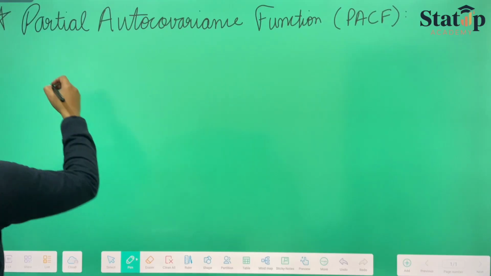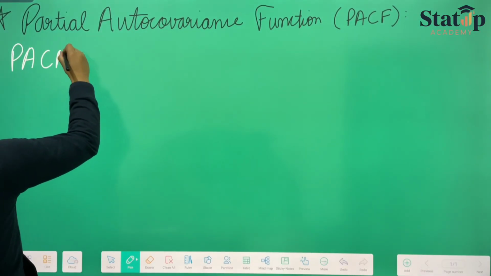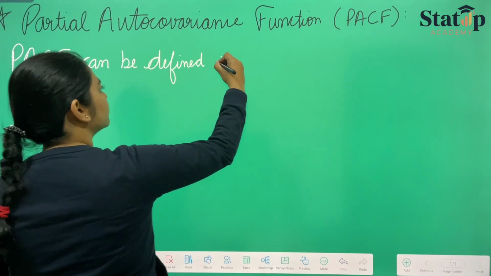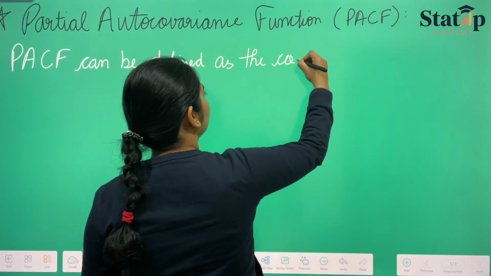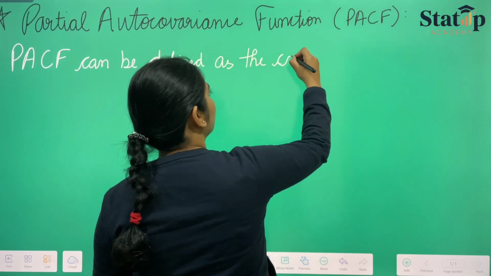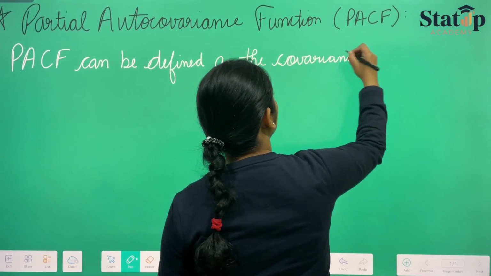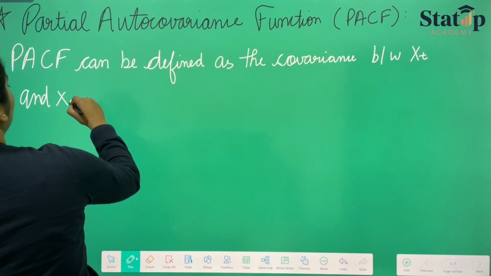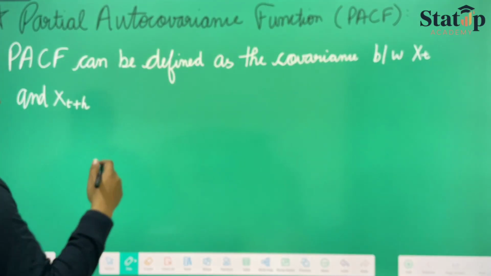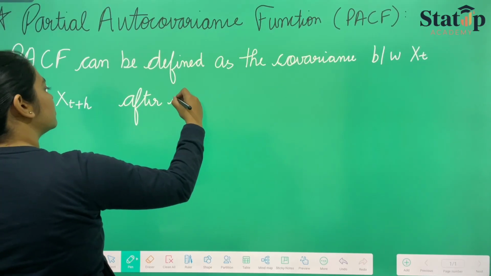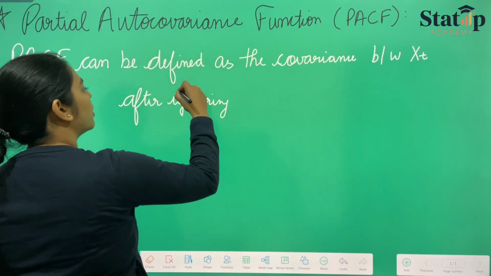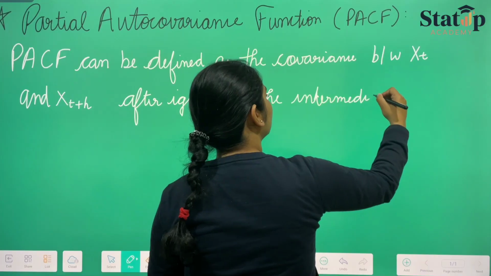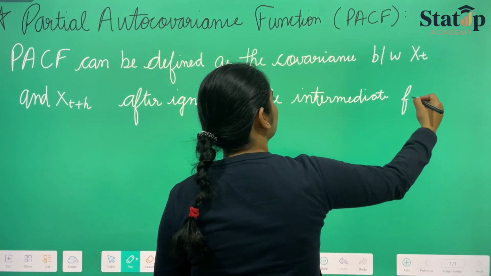So what does this mean? That partial autocovariance function can be defined as the correlation or the covariance between xt and xt plus h after ignoring all the intermediaries or intermediate functions.